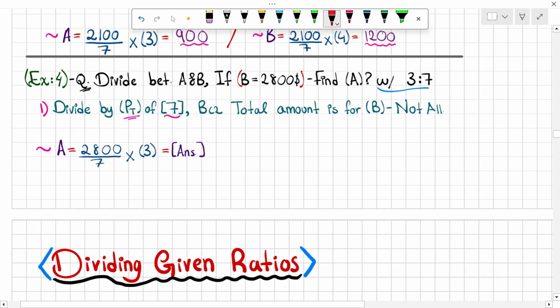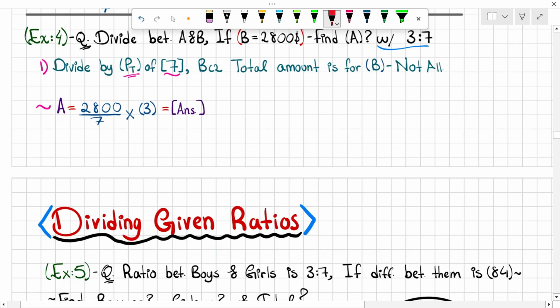If B is equal to 2800, find A with 3 to 7. So in this case, we divide by part total of 7 because the total amount is for B, not A. In this case, A is equal to 2800 divided by 7 times 3, and that is the answer.